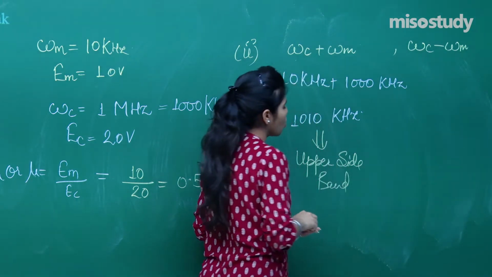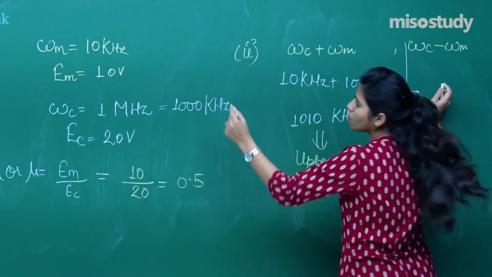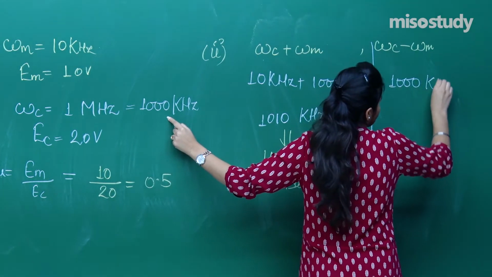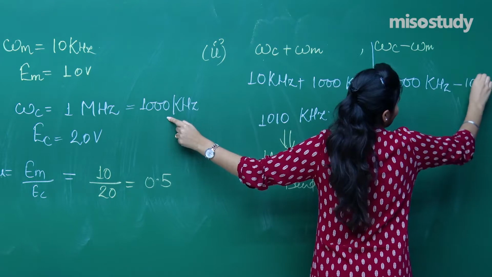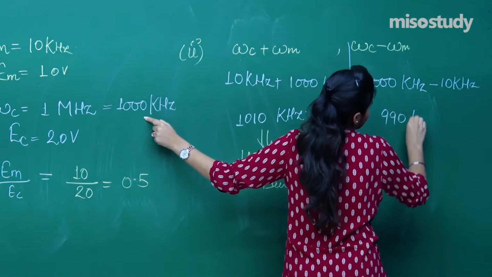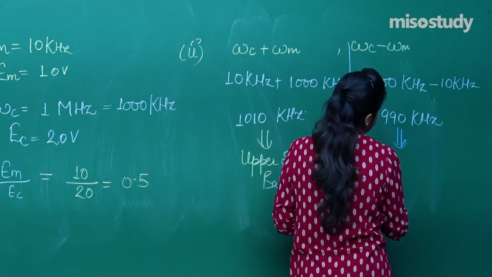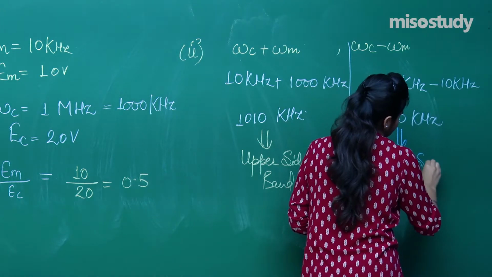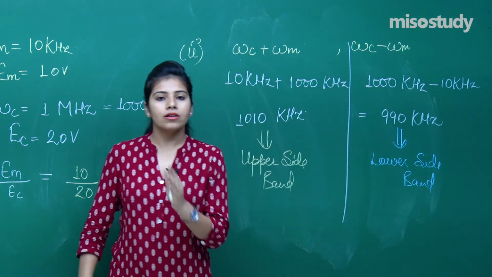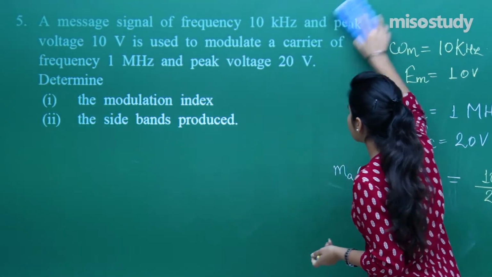If I talk about the lower side band, you have to find omega c minus omega m. So, omega c is 1000 kilohertz minus 10 kilohertz. So, that means 990 kilohertz. This is your lower side band. Okay, the question was very simple, you just have to apply the formula and get the answer. So move on to the next question, question number 6.